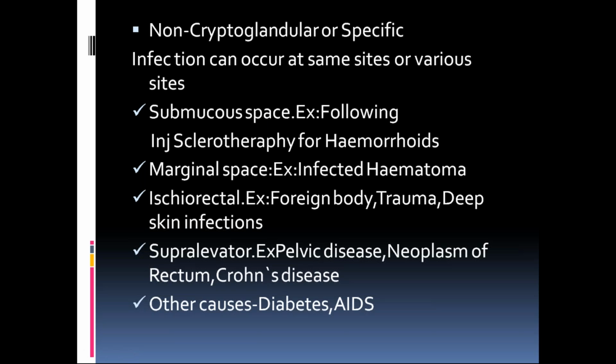If the patient comes with bleeding per rectum and you have diagnosed grade 1 hemorrhoids or early second degree hemorrhoids and you have planned to give injection sclerotherapy, so when you give the injection above the dentate line into the submucous space, and if you have not taken proper precautions, proper sterilization methods, aseptic precautions, it may cause an abscess over there in the submucous space. Okay, that is one cause, and another is the marginal space or mucocutaneous space.